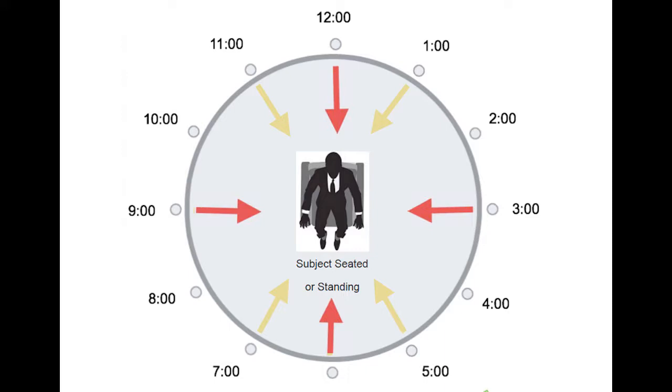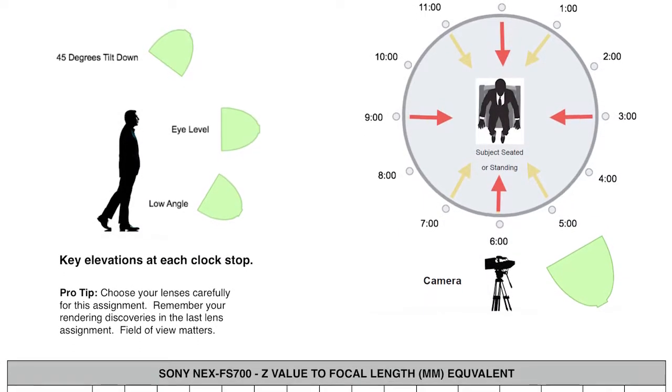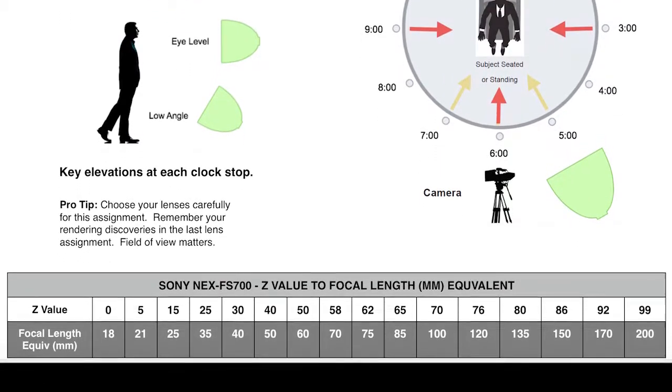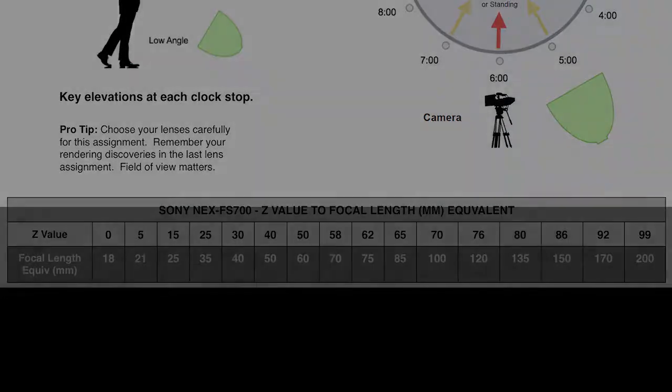Side light positions at 3 and 9, and of course your front key position at 6, and your off-axis keys at 5 and 7 are going to represent your more traditional key light positions. And you're going to want to choose a lens that's somewhere around 75, 85 millimeters. So I've given you this Z-value converter if you're using the kit zoom lens that came with your camera. In terms of Z-value, you want to be somewhere between 60 and 65 on the Z scale. Okay, so pick a medium length telephoto.